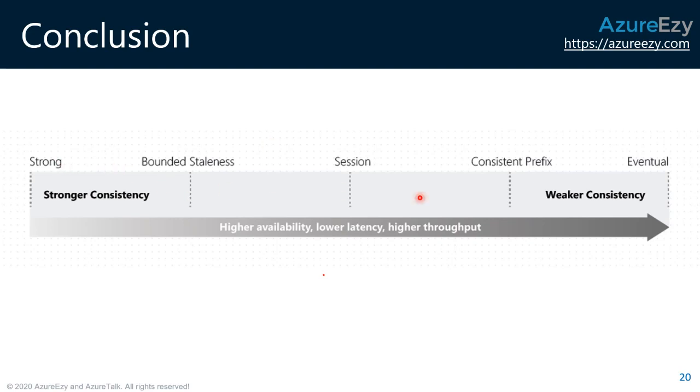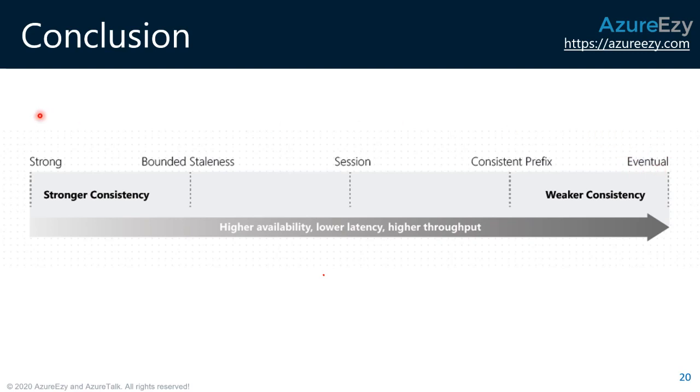So we have all these 5 consistency levels: strong, bounded staleness, session, consistent prefix, and eventual. And as we go in this direction, the availability is increased, latency is lower, and throughput is higher. That was the beauty of the eventual.